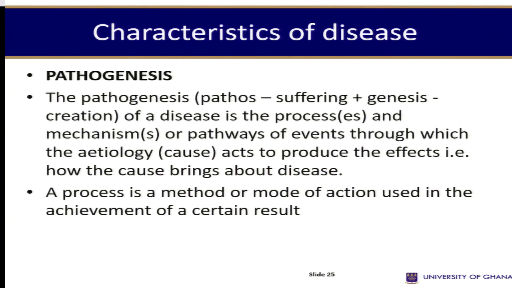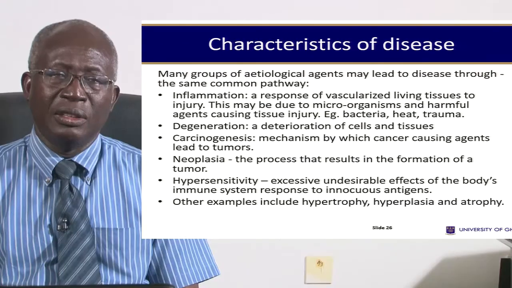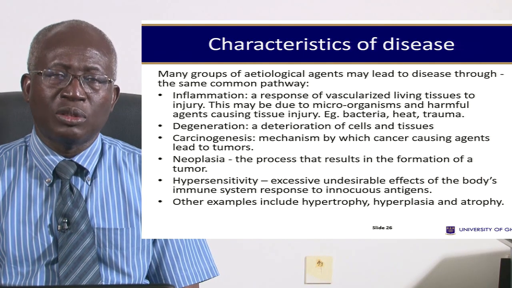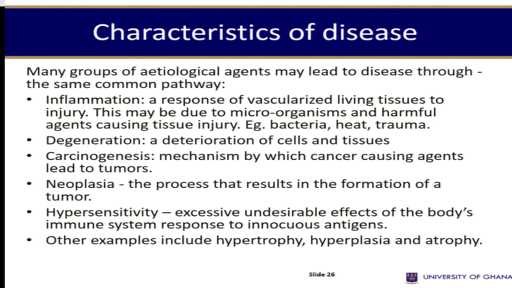It is a process, and it is a method or mode of action used in achievement of the disease process. Many groups of etiological factors or agents may lead to disease through the same pathway. For instance, inflammation. In later sessions, we shall learn about inflammation. It's just the response of vascularized living tissue to injury. And this may be due to microorganisms or harmful agents that cause tissue injury.